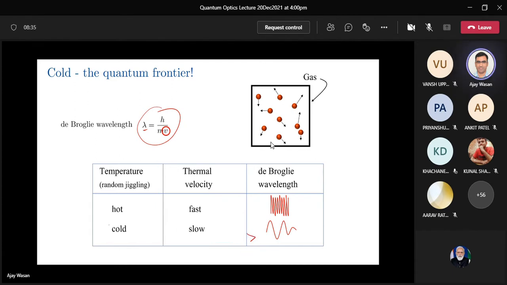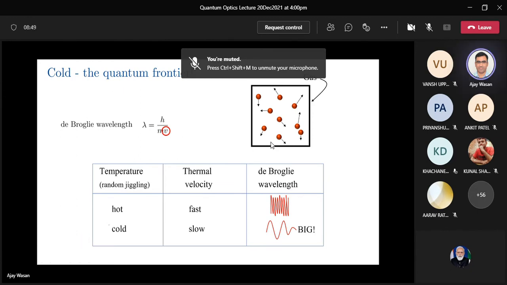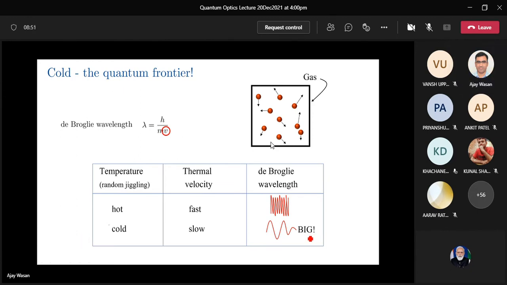I think all of you will agree with this. Do you agree? As we reduce the velocity, so it is going to reduce. Okay. So we are going to get the big de Broglie wavelength.